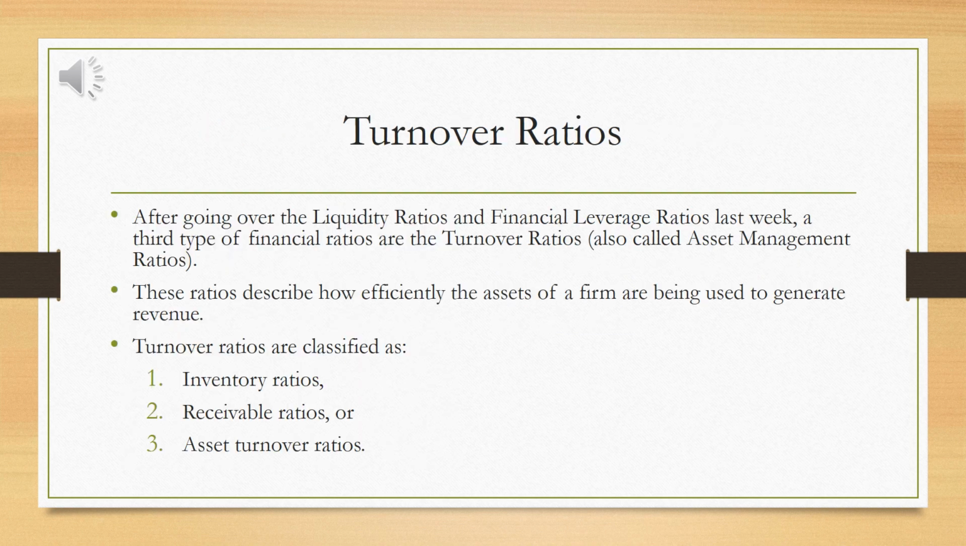After going over the liquidity ratios and the financial leverage ratios last week, a third type of financial ratios are the turnover ratios, also called asset management ratios. These ratios describe how efficiently the assets of a firm are being used to generate revenue. Turnover ratios are classified as inventory ratios or receivable ratios or asset turnover ratios. Let's take a look at each one now.